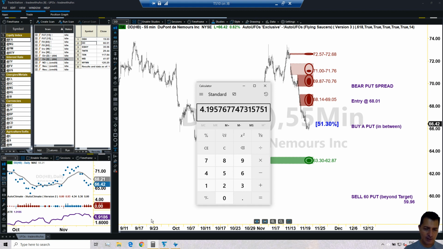Therefore, if it just kept moving in that direction non-stop, you would need 4 days to get to the target. But of course, we don't expect the stock to move at that speed. So normally we give the stock 1 full week to net a 1 daily ATR move. So this times 7, it's actually telling us 29.3 days is what we need.